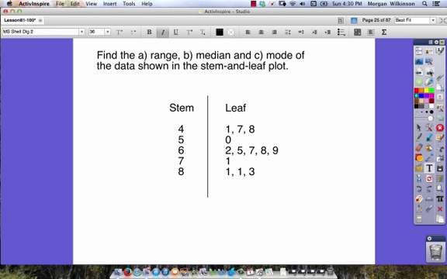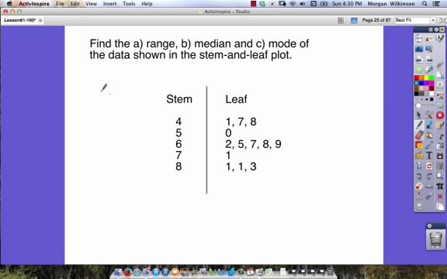This example says, find the A, range, B, median, and C, mode of the data shown in the stem and leaf plot. Now, stem and leaf plots are really nice for working with data, because in this one, our range, the biggest minus the smallest, well, the biggest must be 83, and the smallest must be 41. So 83 minus 41 must be equal to 42. And we've got our answer.